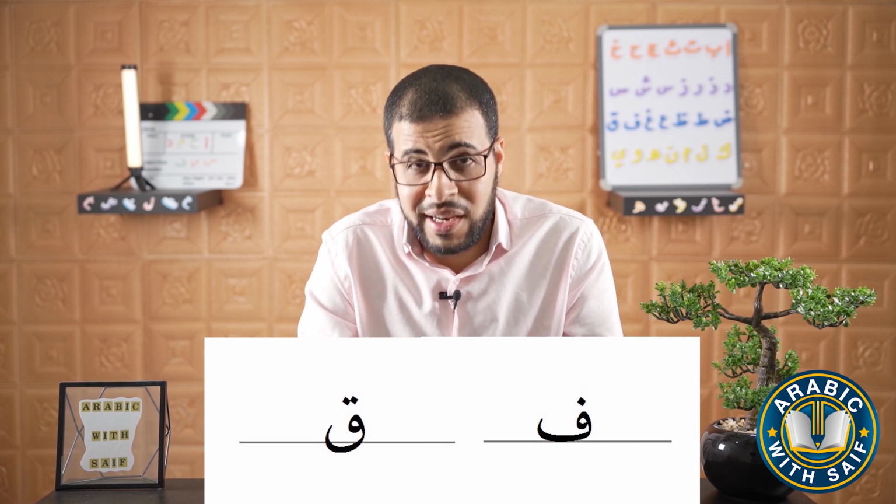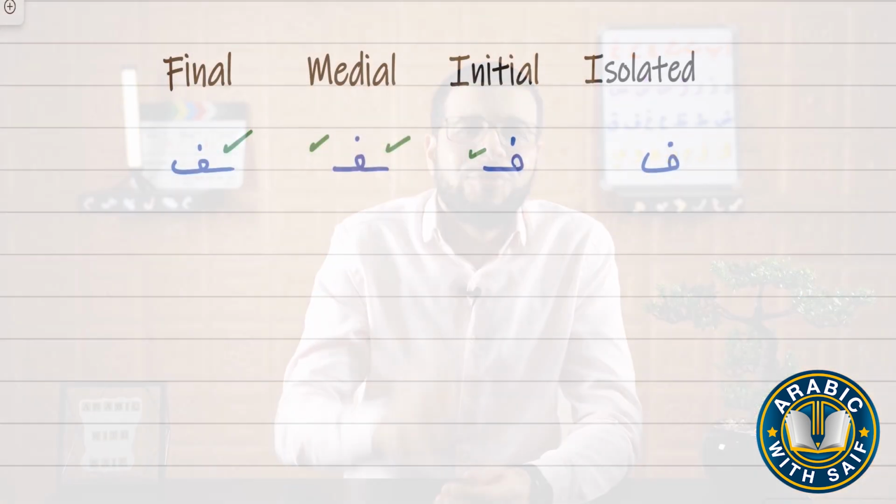In the previous lessons, we have covered 19 letters, different forms. Today, with two more letters, different forms, Fa and Qaf. Let's see letter Fa, different four forms.